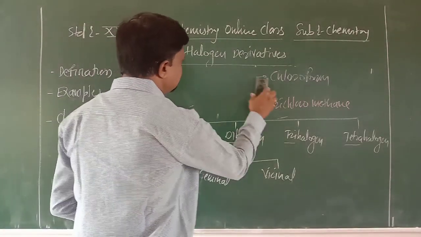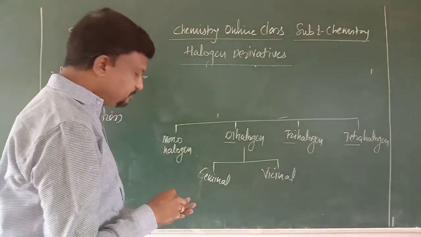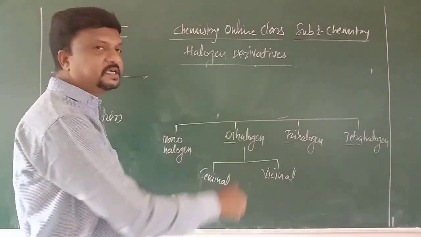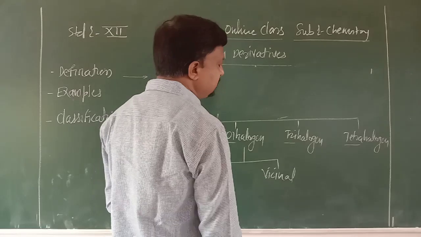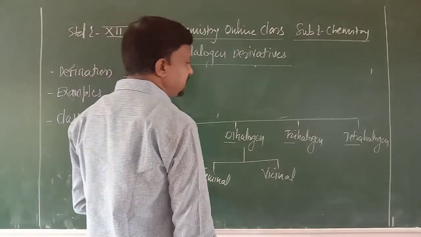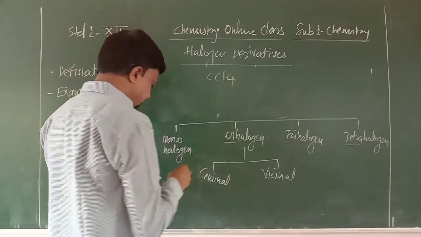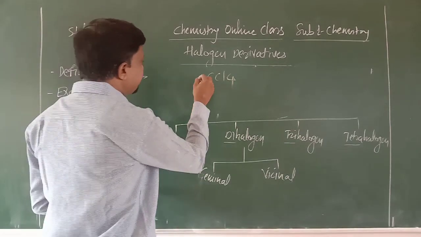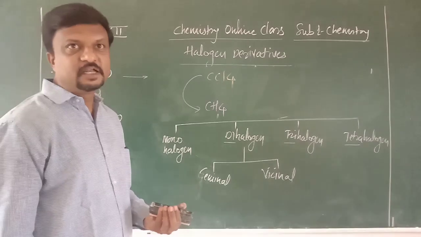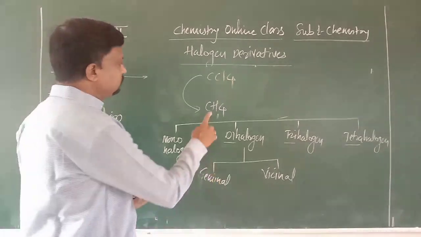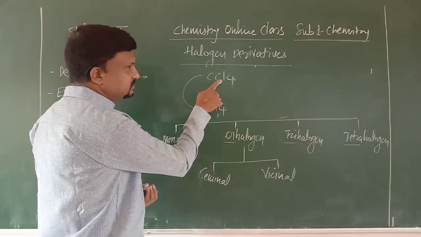Next, the last one is the tetrahalogen derivative. The name itself represents that this compound contains four halogen atoms. If the compound contains four halogen atoms, then it is a tetrahalogen derivative or tetrahalide. For example, CCl4. Again, originally it is obtained from CH4. If four hydrogen atoms are replaced by four chlorine atoms, it is converted to CCl4. Here, in place of four hydrogens there are four Cl.